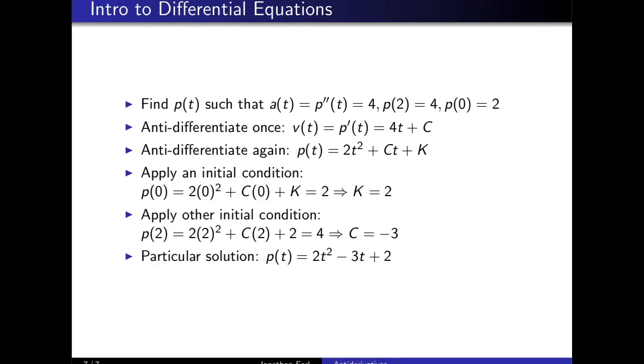So we'll find that p of 0 is going to be 2 times 0 squared plus c times 0 plus k equals 2. That tells us k has to be equal to 2. And then we can apply the other condition to solve for c. So we know that p of 2 has to be equal to 4, so we'll say that 2 times 2 squared plus c times 2 plus 2 equals 4. And solving for c, that'll tell us that c has to be equal to minus 3. So putting in the expressions for c and k, we get a particular solution that is incidentally the same thing as before. p of t equals 2t squared minus 3t plus 2.